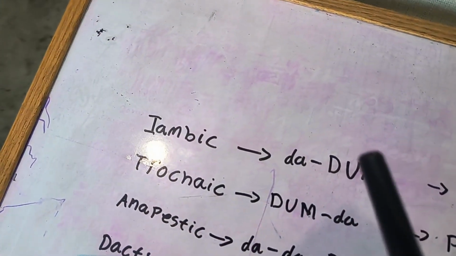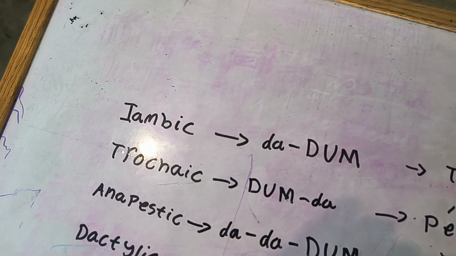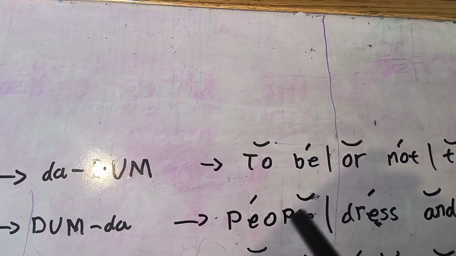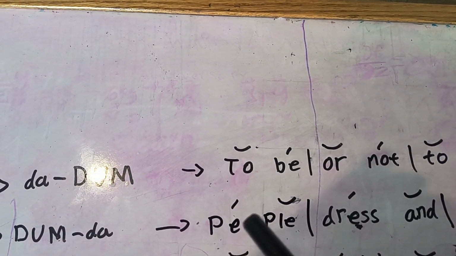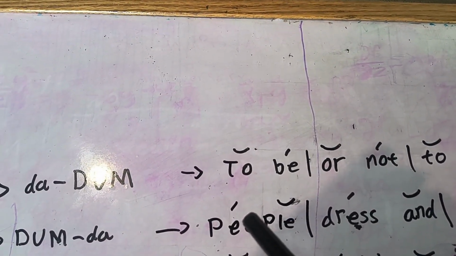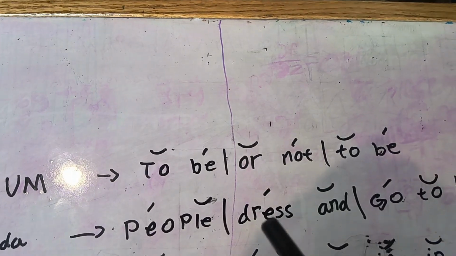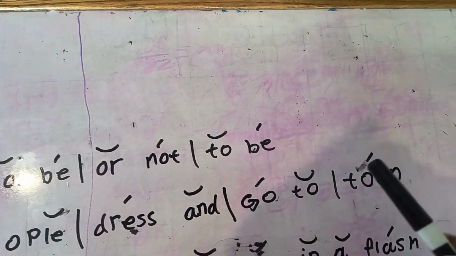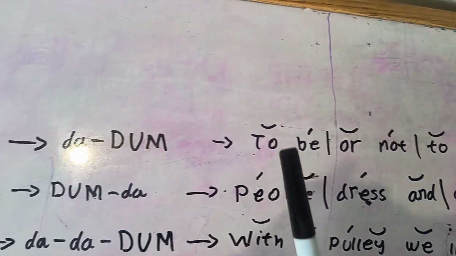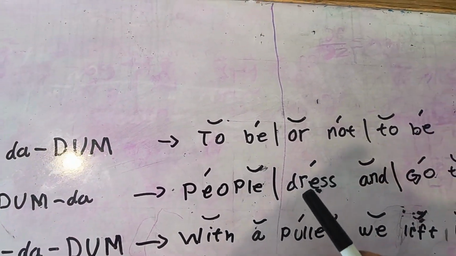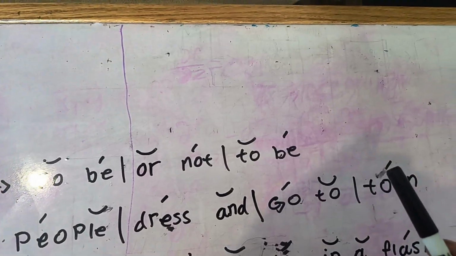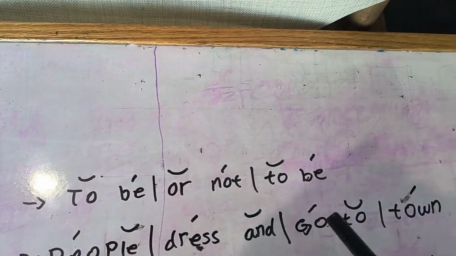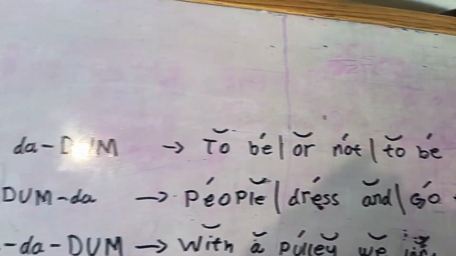Okay, trochaic is a stressed syllable, then an unstressed syllable. So this one goes stressed syllable, then unstressed. See? People. Stressed, then unstressed. This one's stressed, then this one's unstressed. Stressed, unstressed, and this one's stressed. So it goes dum da, dum da, dum da, dum. Dum da, dum da, dum da, dum.